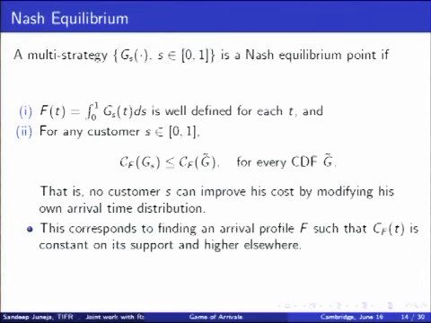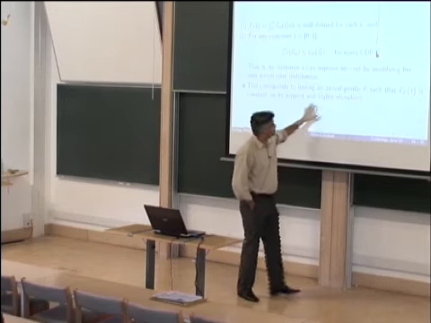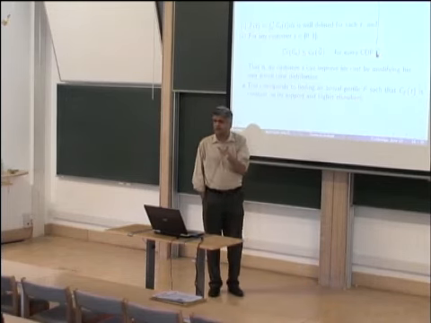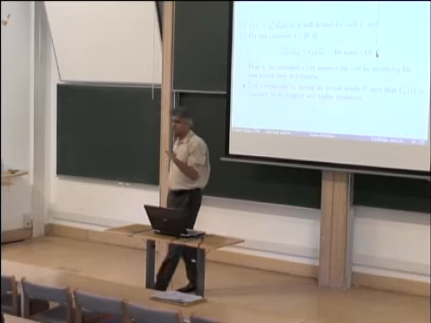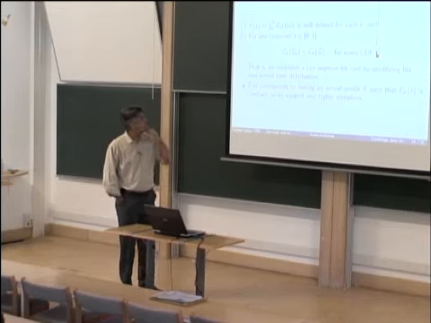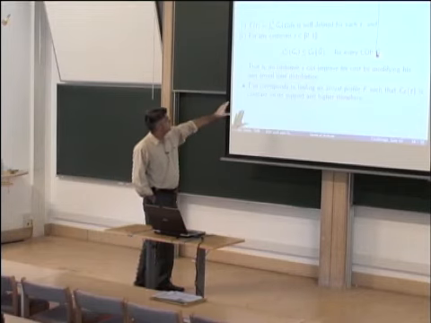So this set of arrival profiles is going to be in Nash equilibrium if we have this inequality, and you can see that under Nash equilibrium, at each point where I put a positive mass, my cost should be equal, because if it's not, then I can improve. So essentially what I'm looking for is an arrival profile F such that C_F(t) is constant on its support and higher everywhere else.